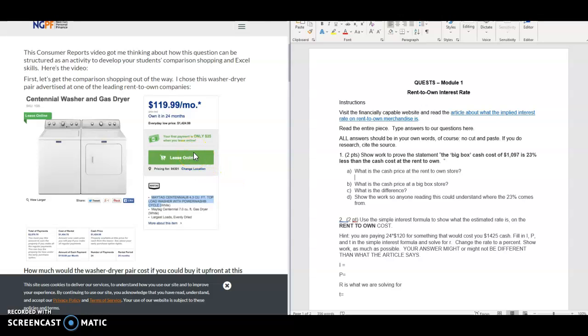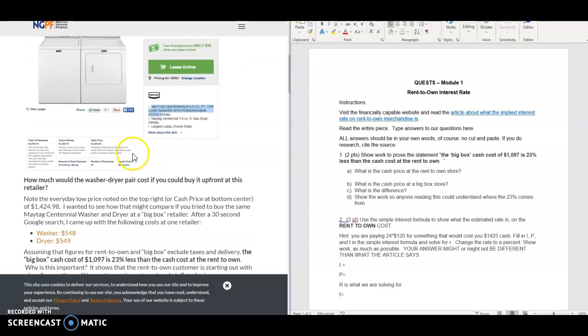I have to read through it to figure out what the cash price is. So in here we've got this washer dryer. The rent-to-own price is $119.99 a month, and you own it in 24 months. That means you pay this amount each month for 24 months. Then it says everyday low price. So if you paid cash for it, this is how much you would end up paying. And you have that all listed for you out here in this little box.